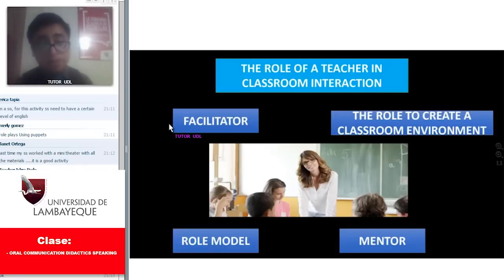And it's different between mentor and facilitator, because facilitator means that you are going to help them. Maybe they ask, teacher, how do you say that word? So you can help them. That's it. But mentor is when you correct the last work and you can give them different ideas to make it better. Right, Erica?